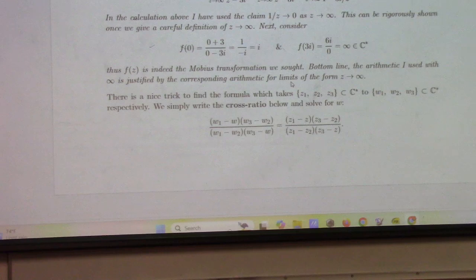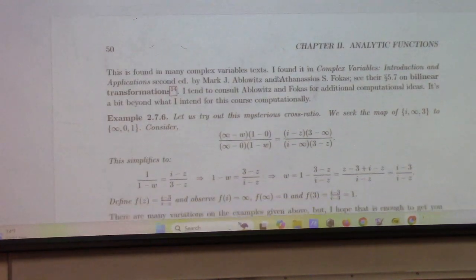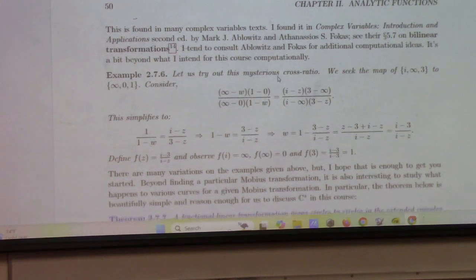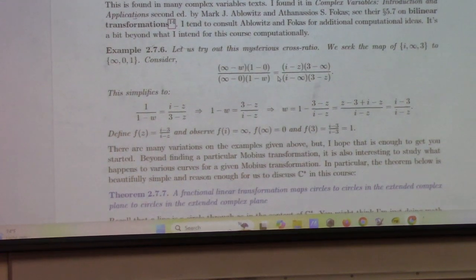I know because I've assigned homework in the past where I've asked students to work it out both ways, and then I regretted it because I had to write the solution. So, yeah. But it also works with infinity. The cross ratio extends to infinity. Like here's an example of that.